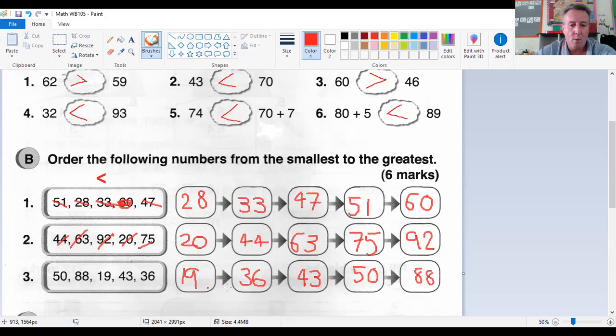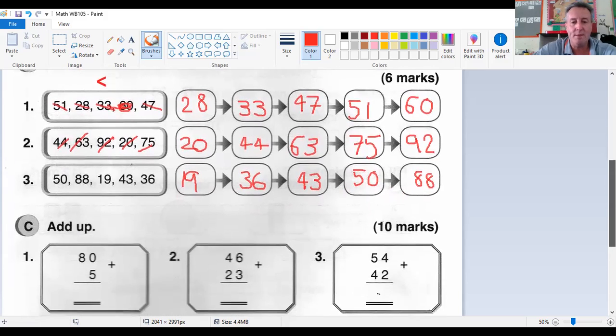Got those. See, 1 is less than 3. So 1, 3, 4, 5, 8. In the 10 spot. Let's say these numbers. 1 and 9, 19. 36, 43, 50, and 88. That's how we say them. That's how we write them.